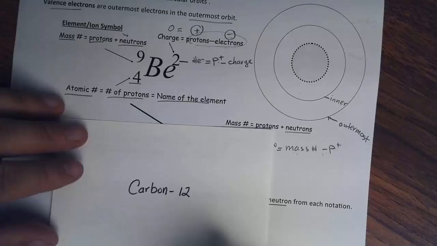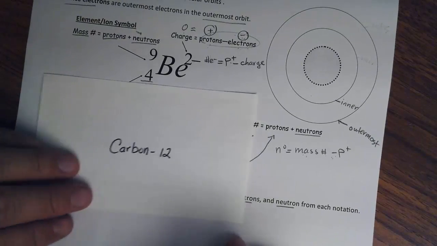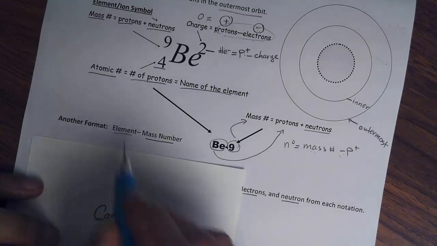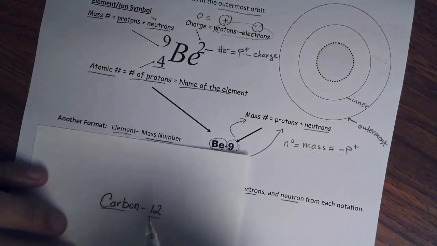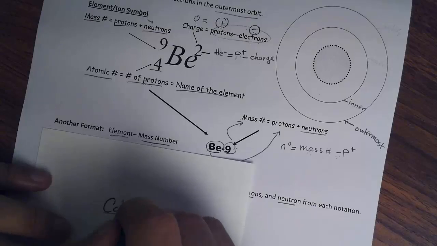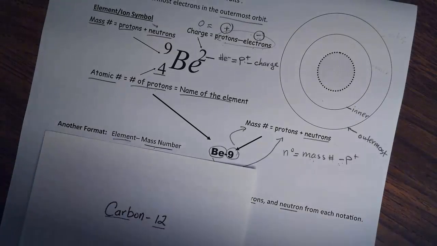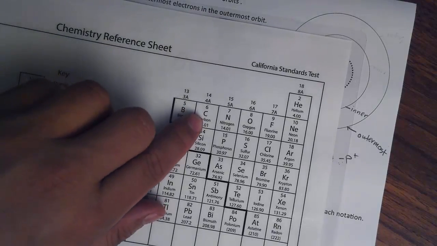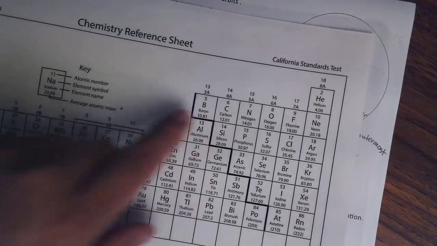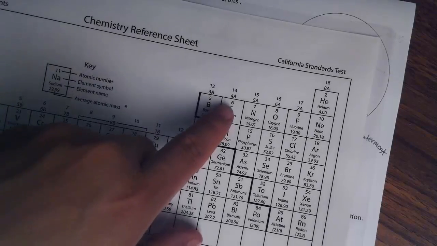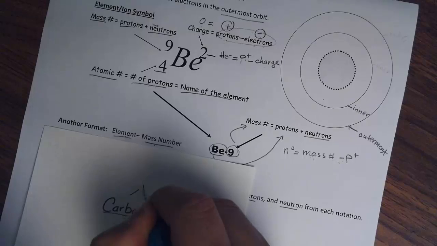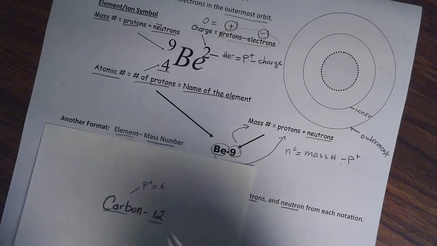Let's try another one in a different form of notation. We have carbon 12. Looking at the format, this is the element and this is the mass number. So this is carbon. We use the periodic table, look for carbon, which is represented by C. That tells you right there, that's the atomic number, so that's also equal to the number of protons. So the number of protons is equal to 6.